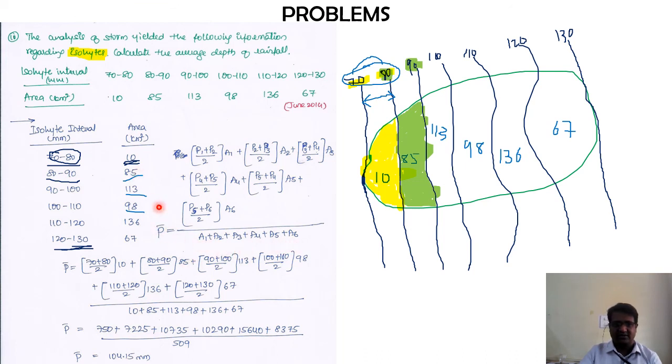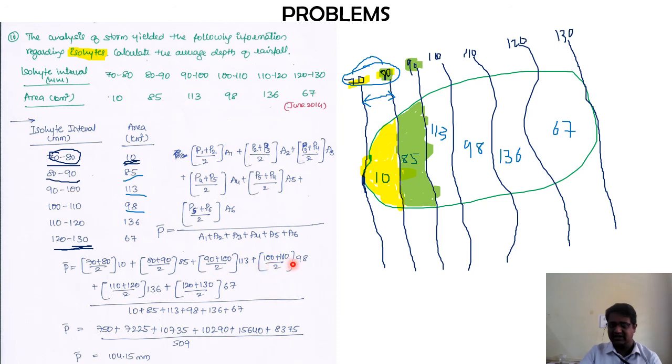The whole area we get is basically the addition of this particular column. If you add up A1, A2, A3, A4, A5 and A6, ultimately you will end up with the entire area. Now if I apply these numbers into this formula, what I'll get: 70 plus 80 by 2 into 10, this is 1. 80 plus 90 divided by 2 into 85. Next we have 90 plus 100 divided by 2 into 113.